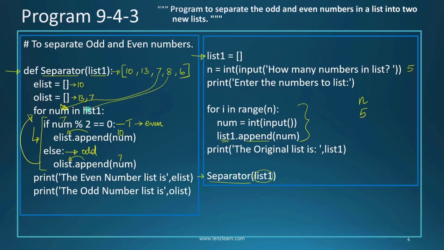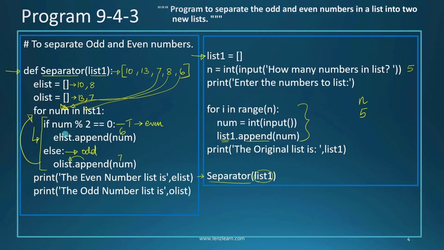Now 8 will be loaded into num. This time the if condition check will be true. So 8 will be loaded into EList. So 8 will be a member of EList now. Now the last element 6 will be loaded into num, and now I will check whether 6 modulo 2 is equal to 0. That is true.